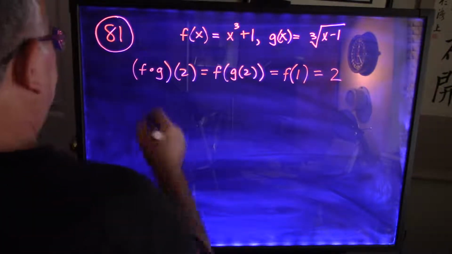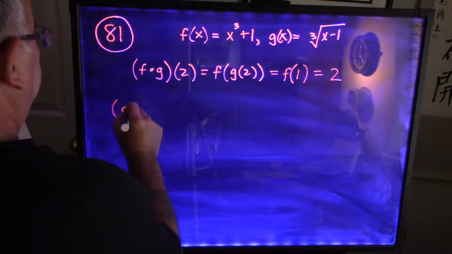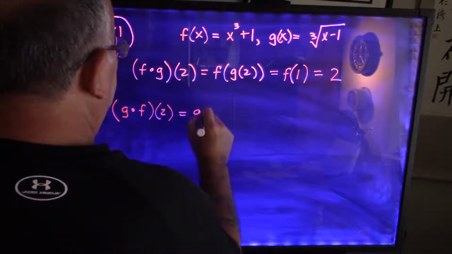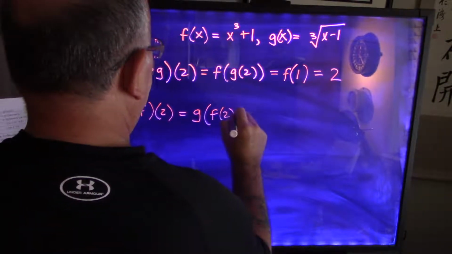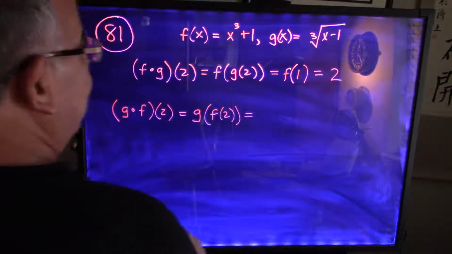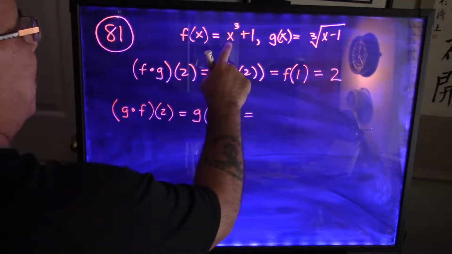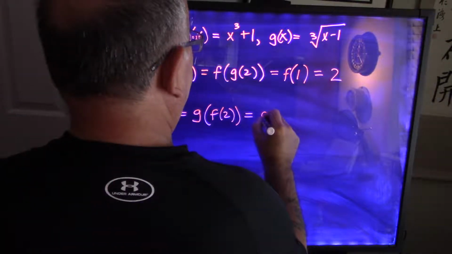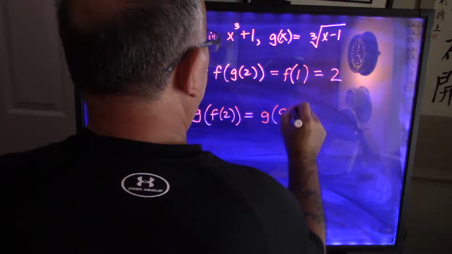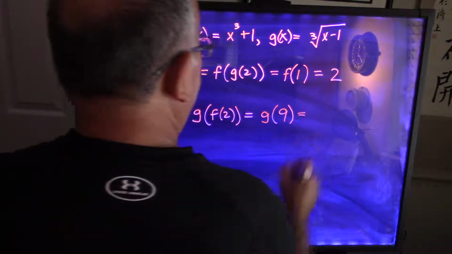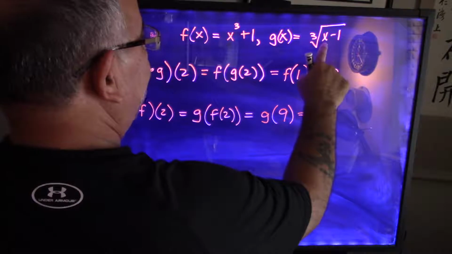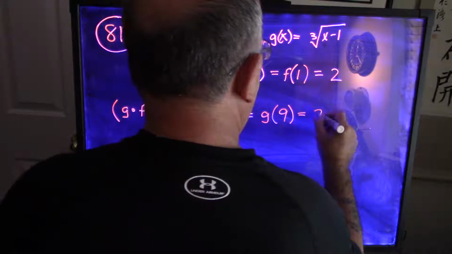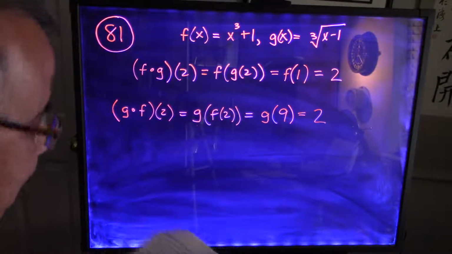And then we have g composed with f of 2. So that's g of f of 2. So what's f of 2? Plug it in there, 2. 2 cubed plus 1, that's 2 cubed is 8, plus 1 is 9, so it's g of 9. And what is g of 9? Plug in 9 right there. 9 minus 1 is 8, and the cube root of 8 is 2. Well, same answer. All right.